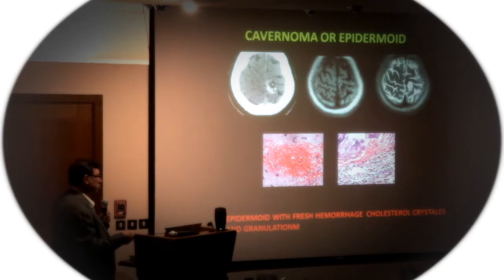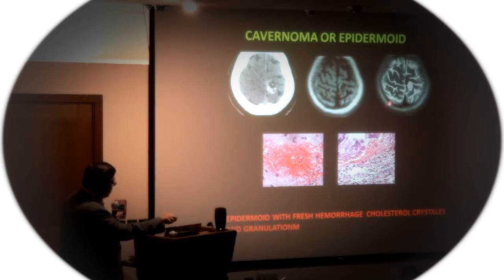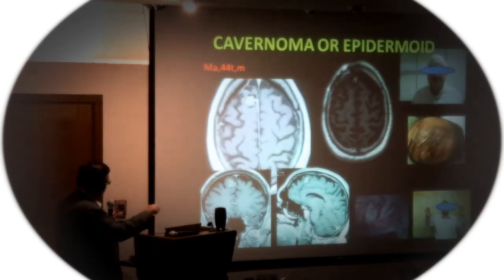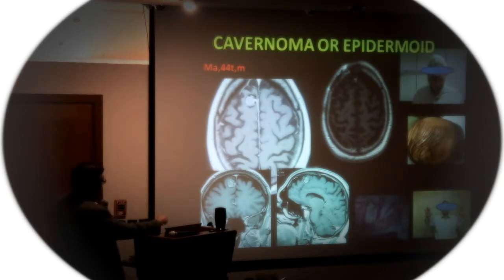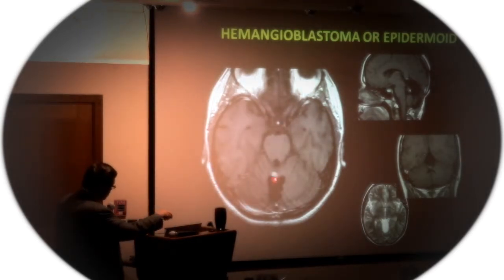Cavernoma or epidermoid? Would one miss this? So obvious. Cavernomas are very well seen, popcorn appearance, hemosiderin, etc. This turned out to be an epidermoid, although it looks like a cavernoma. And this is one of my cases. A Jordanian man living in Qatar, and he came to me and he said, oh, this is cavernoma. I went and removed it, and it turned out to be an epidermoid. Hemangioblastoma, oh, cyst with small nodule. No, this is epidermoid with calcification.